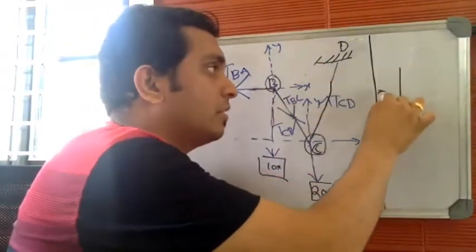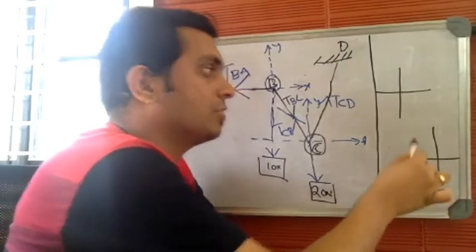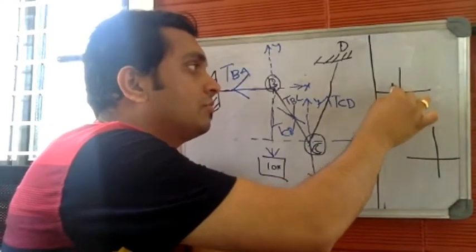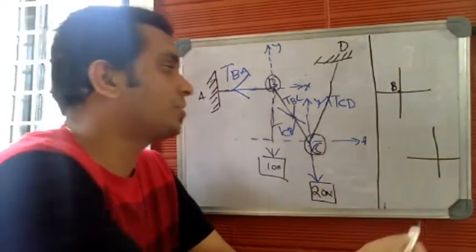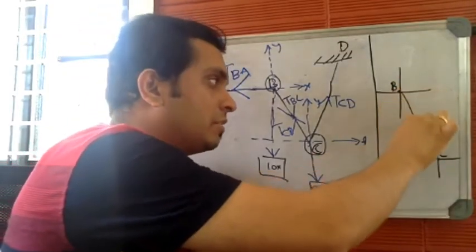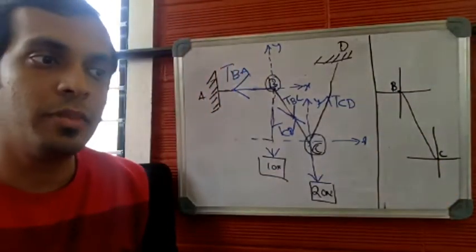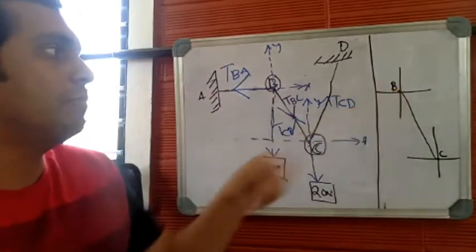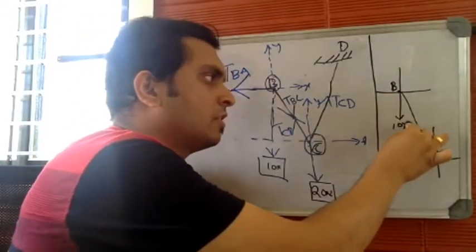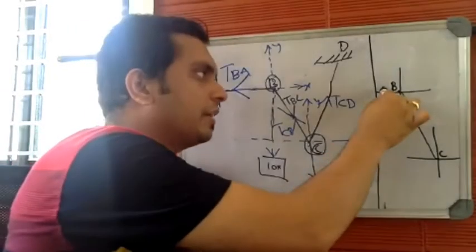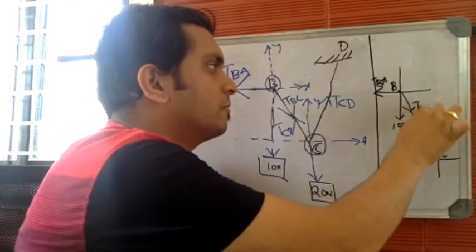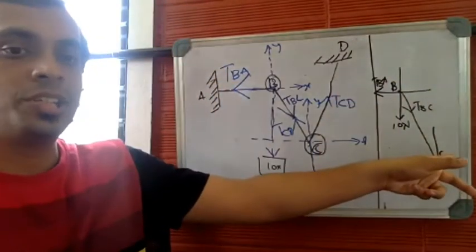This will be the upper one, and let this be the lower coordinates. So this is the coordinates associated with the junction point B, and let this be junction point C. Let me connect to B and C. So we have to mark all the forces associated with the junction point B. Observe here. You have suspended load of 10 Newton. You have TBA. This is TBA. You have TBC.